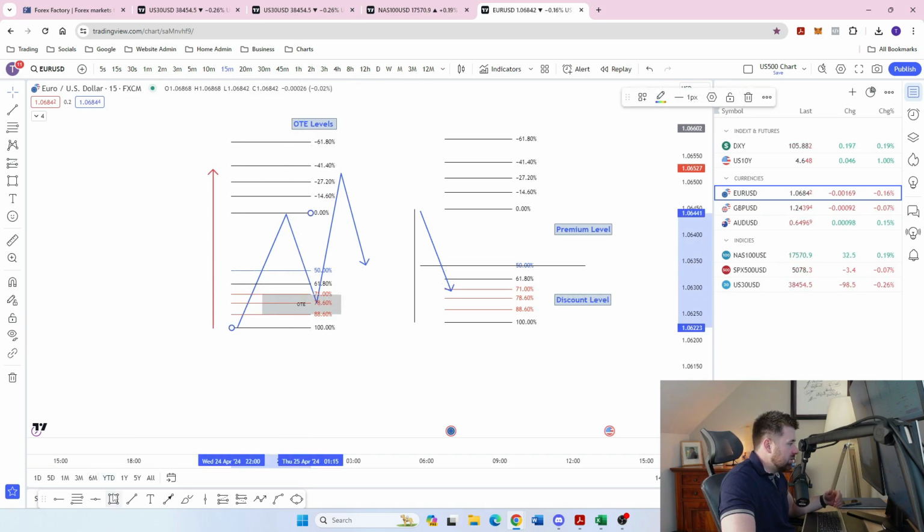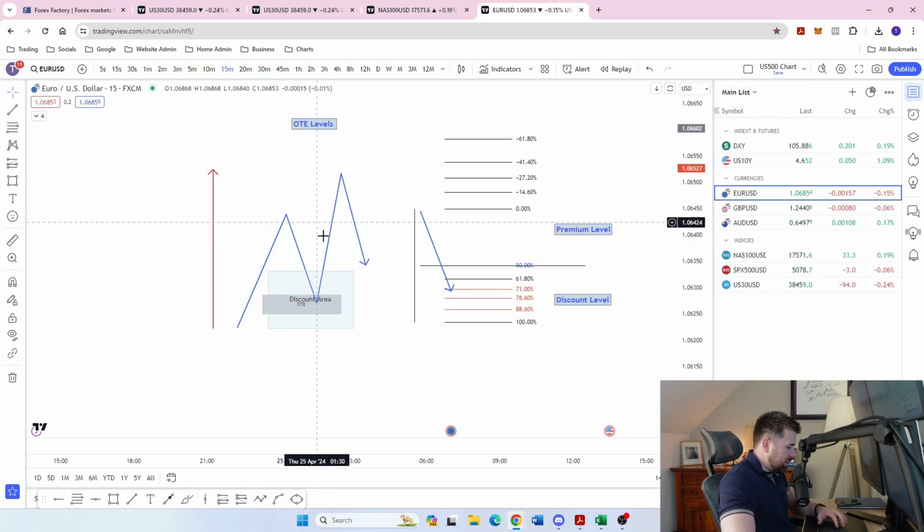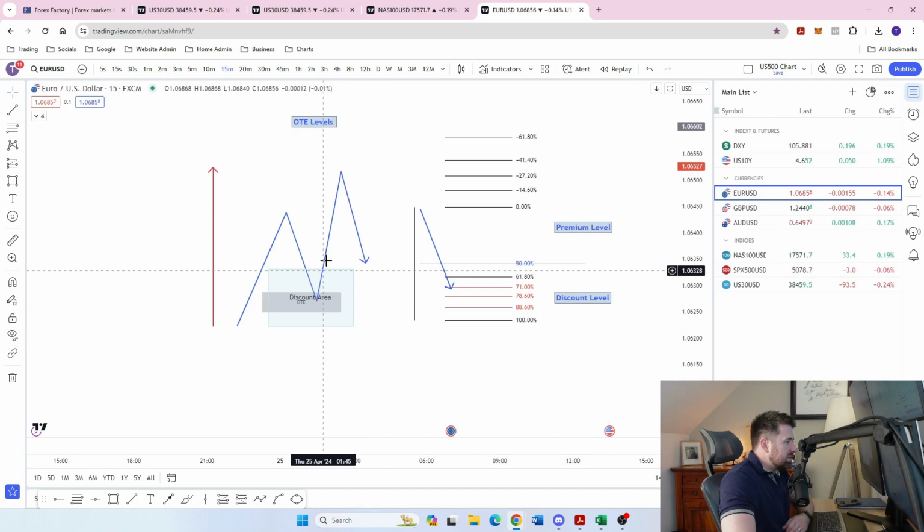The discount zone for this level here is at the 50% and below. So it's the bottom half of the trading range. That is your discount area. So when price expands to the upside again, I'm just going to delete these fibs to make it make a little bit more sense. When price expands again, you want price to come into your discount area.